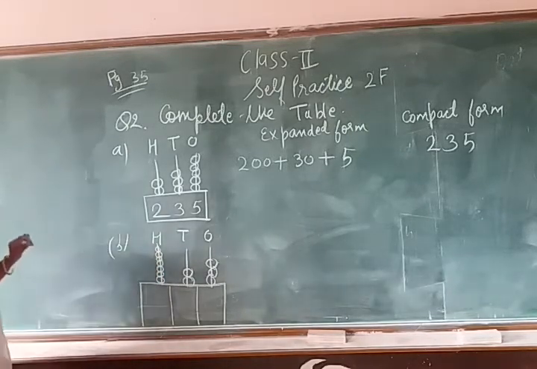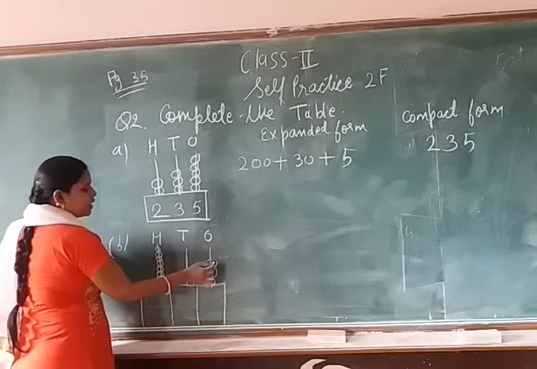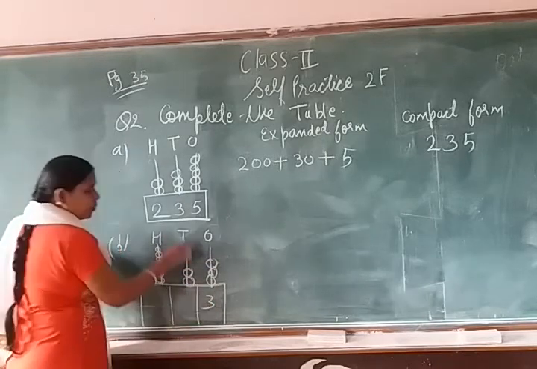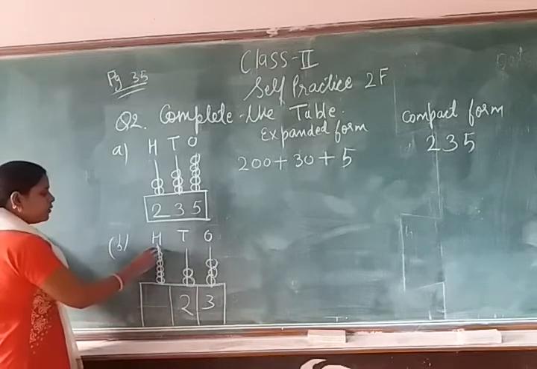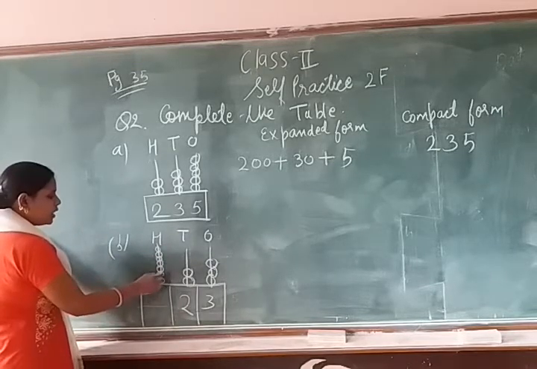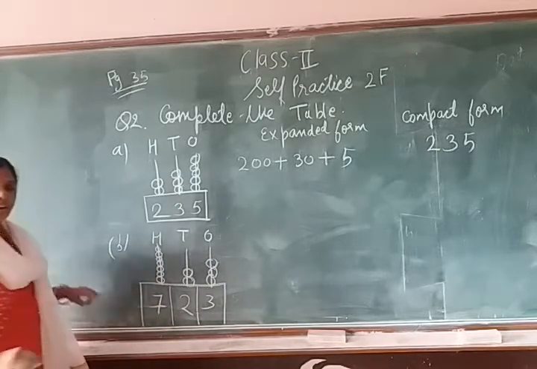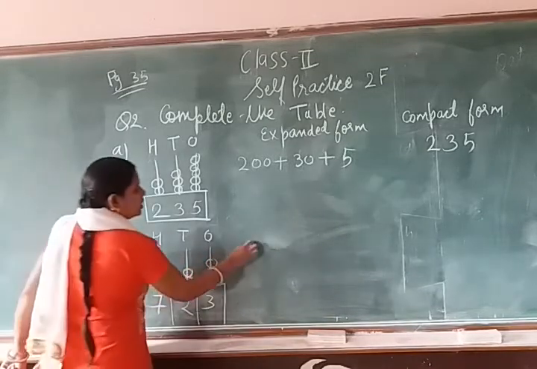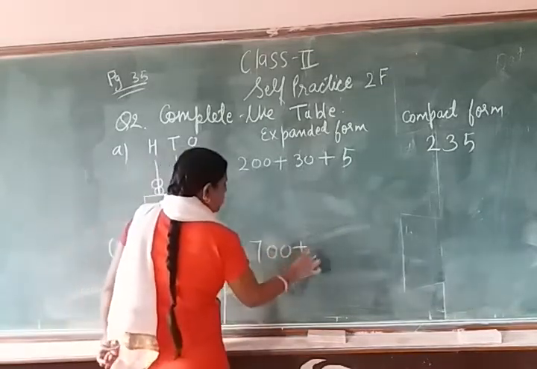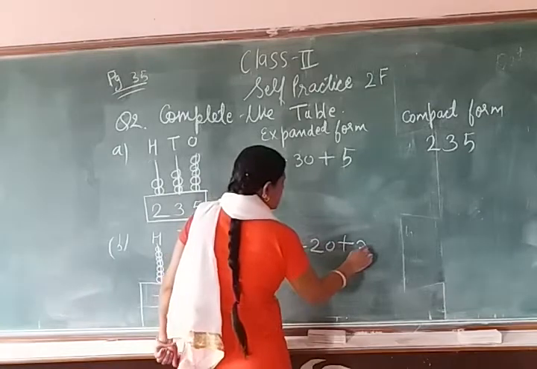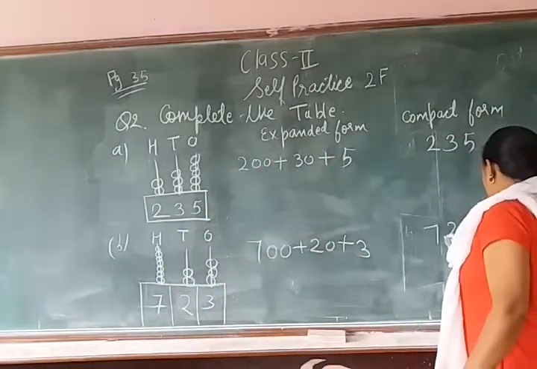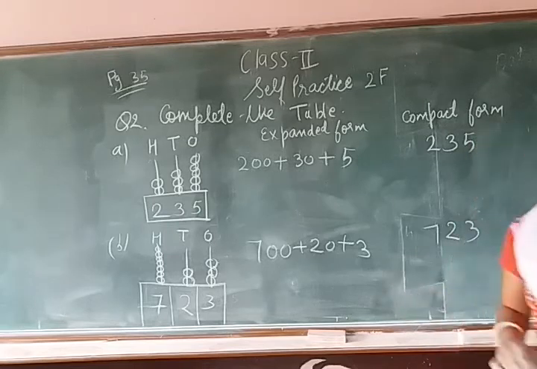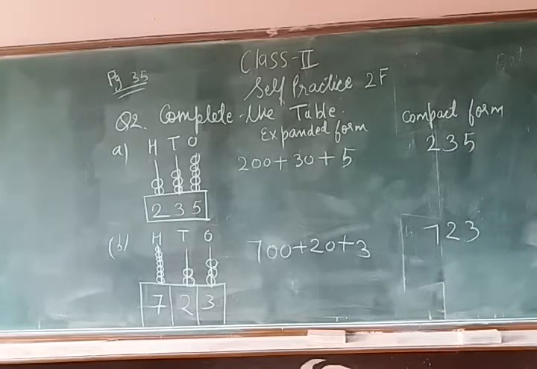Okay, now count beads at ones place, 1 2 3, bead at tens place, 1 2, and bead at 100 place, 1 2 3 4 5 6 7. So expanded form of this number is 700 plus 20 plus 3, and compact form of this number is 723. Copy fast these two questions.